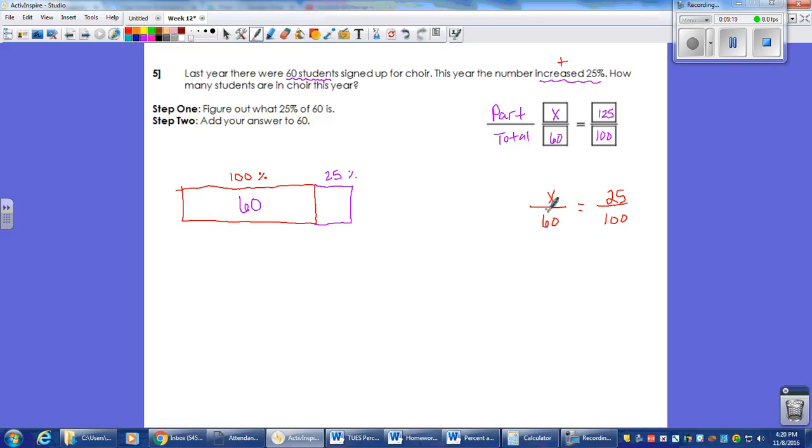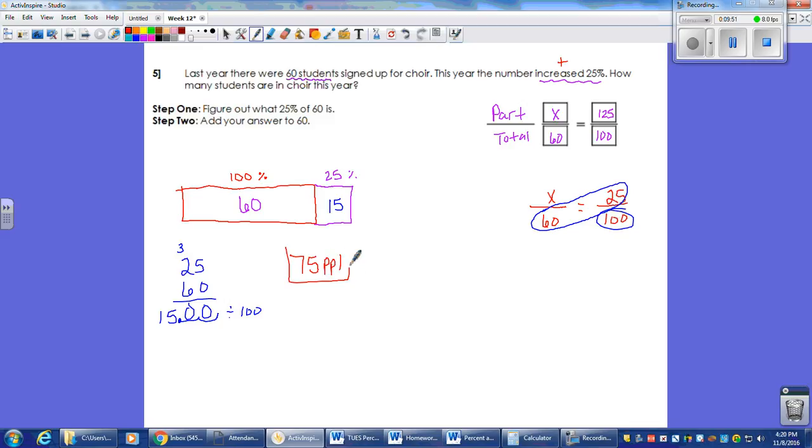So it's going to be 60 times 25 divided by 100. So I'm going to do 25 times 60. I put the 60 on the bottom because of the 0. 6 times 5 gives me 30. 6 times 2 gives me 12, plus 3 gives me 15. Divide by 100, we move the decimal point over 2 times, and I get 15. So this piece right here is 15. But it's asking me for the total, so you would do 60 plus the 15 to get 75 people are in choir this year in PPL.